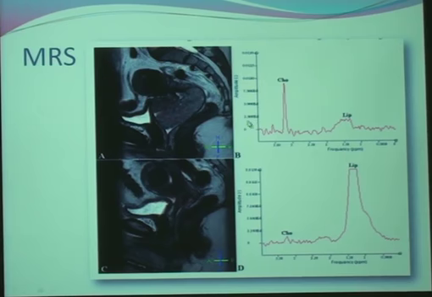As we can see here, the patient with cervical cancer has a large lesion. After radiotherapy, we can see there is decrease in size. MRS shows a high choline peak before the treatment, and after the treatment the choline decreases and the lipid peak increases. The lipid peak increase detects necrosis.